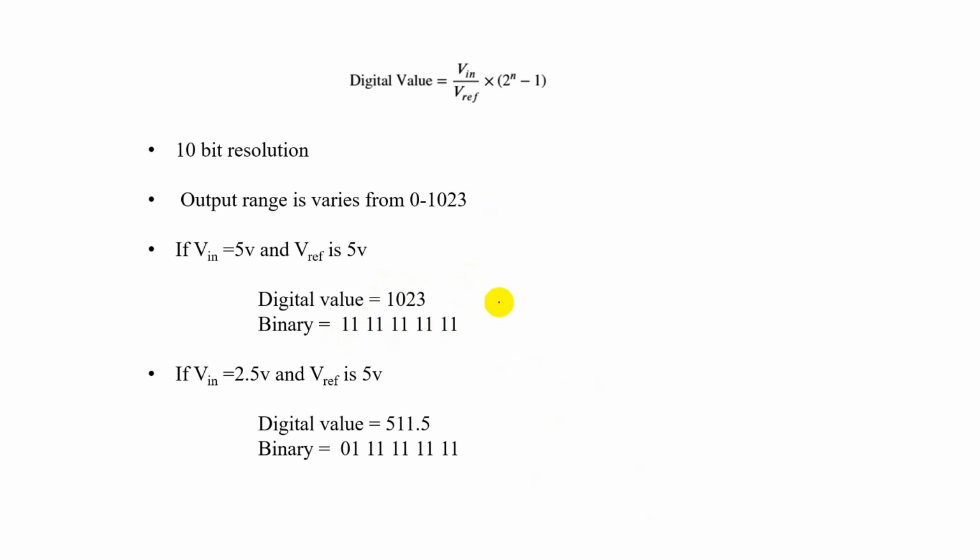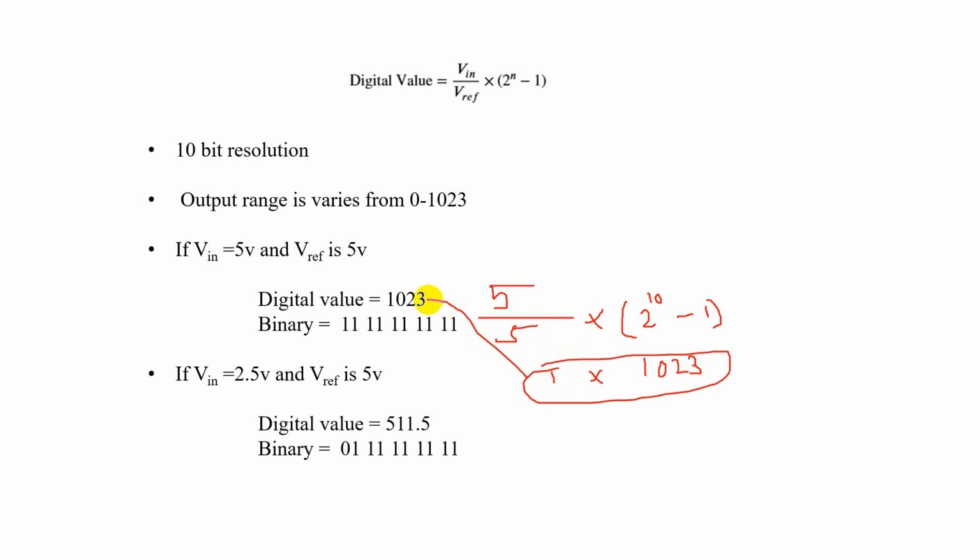For example, the Vin value is 5, the V reference value is also 5, so 5 by 5 we get 1, and then 2 power n. We are going to use a 10-bit ADC, so 2 power 10 is 1024, minus 1, we get 1023. So 5 by 5 gives 1, and we get 1023 as the digital value in decimal. When we convert the decimal value to binary, we get all 1s.